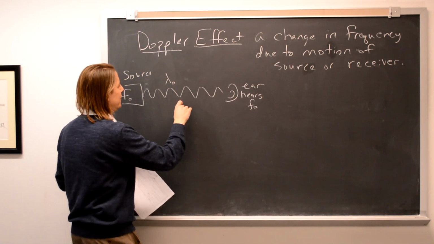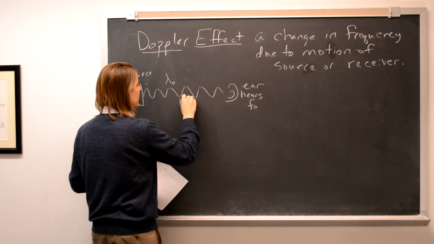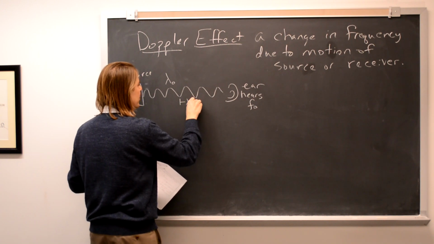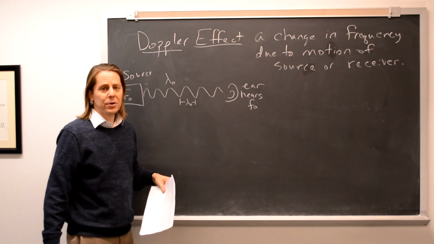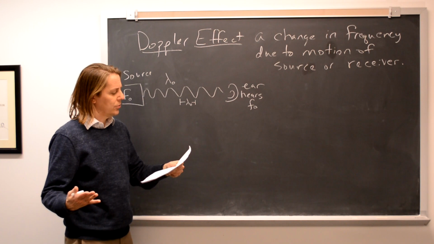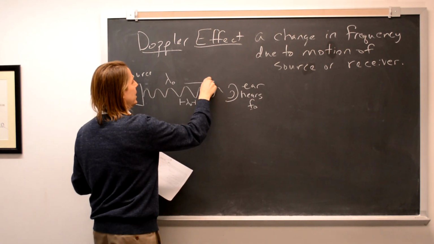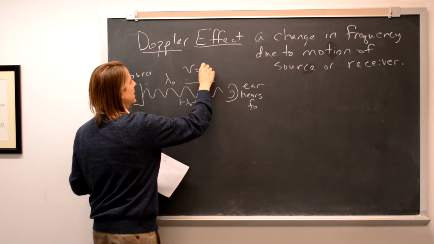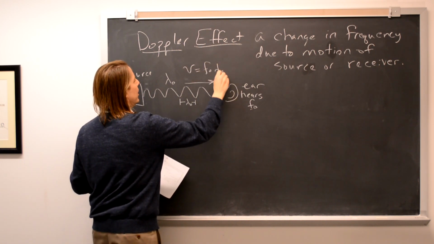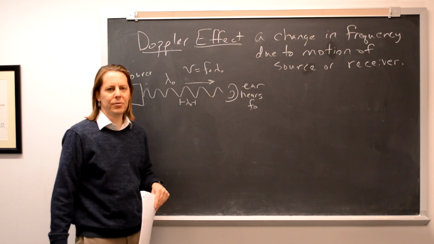Let's go ahead and define lambda naught. Remember, it is the wavelength, so it's just the length of the repeating pattern. And if we really wanted to go into great detail, we could remind ourselves that there's a relationship between f0 and lambda naught and how fast this wave is moving. V equals f0 times lambda naught. All right, that's all fine.